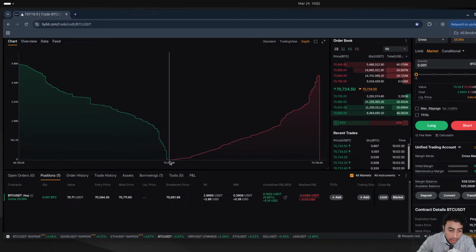Now, shorter term, I think there are more sells. There's a big gap here, so it might push down a bit. But you've got this guy protecting it.